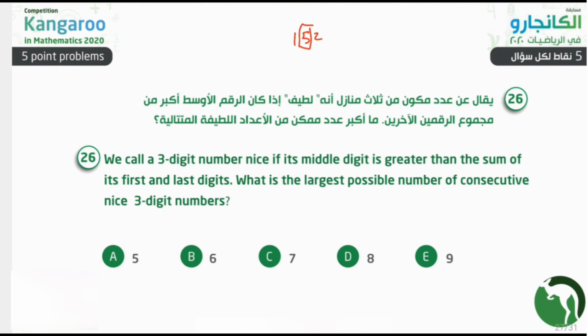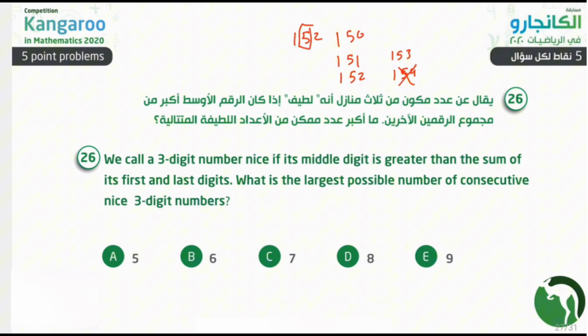So, for example, if we try consecutive 3-digit numbers, for example, 151, this one is a nice number because 1 plus 1 is 2, less than 5, and 152, 153, and 154. Is 154 a nice number? No, because 1 plus 4 is equal to 5, not less than 5. So, for example, here we just have 1, 2, 3, 4 nice consecutive numbers. So we need the largest possible number of consecutive 3-digit numbers.